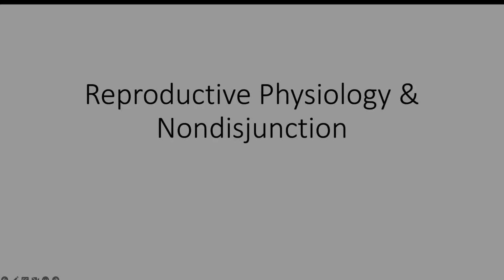Okay, so today you guys learned about reproductive physiology and non-disjunction. I just wanted to go through, if you haven't done the homework yet, in one part you're going to do non-disjunction, in the other part you'll do reproductive physiology. So I just want to go through the main ideas that you should have gotten from these lessons. First, the differences between male and female meiosis.